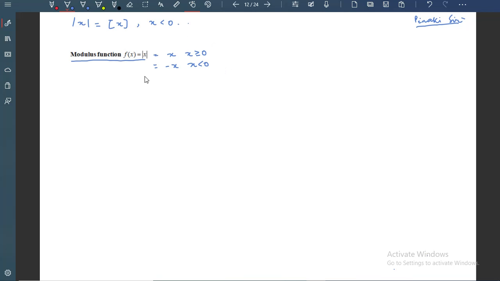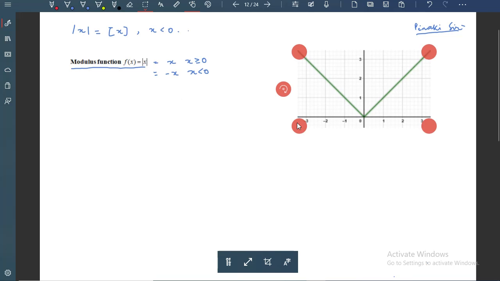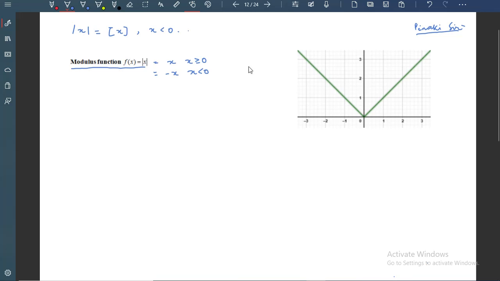So this is a very easy graph. y is equal to x, you know the graph, and y is equal to minus x when x is less than 0. So this is the graph of y is equal to modulus x. y equal to x is a line that makes an angle of 45 degrees with the x axis, no problem. And this is the y equal to minus x line, it makes an angle of 135 degrees. Actually this curve is symmetrical about the y axis. This is an even function.